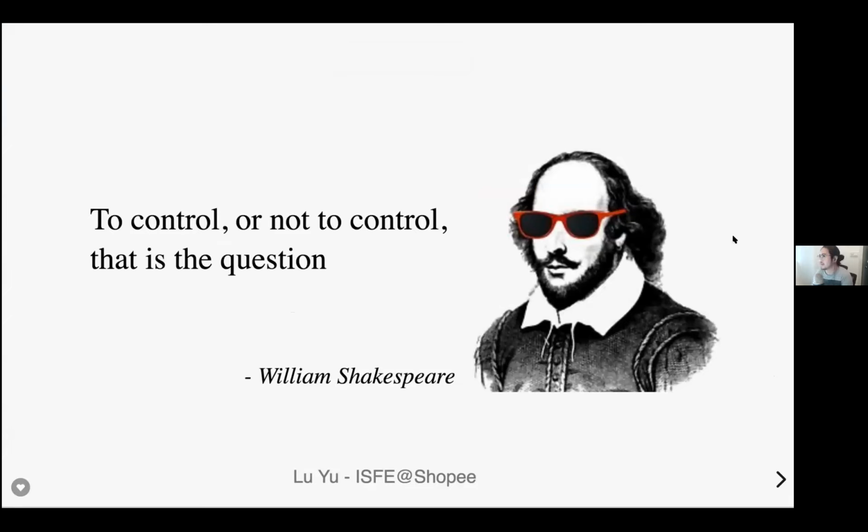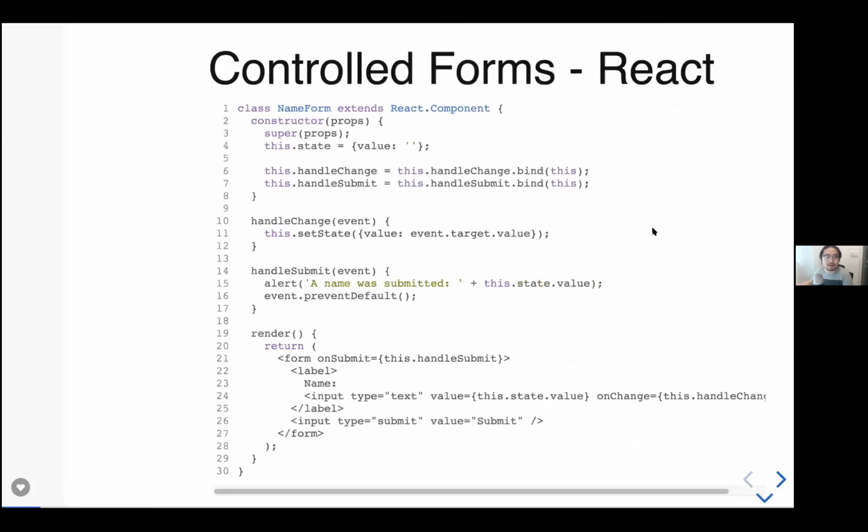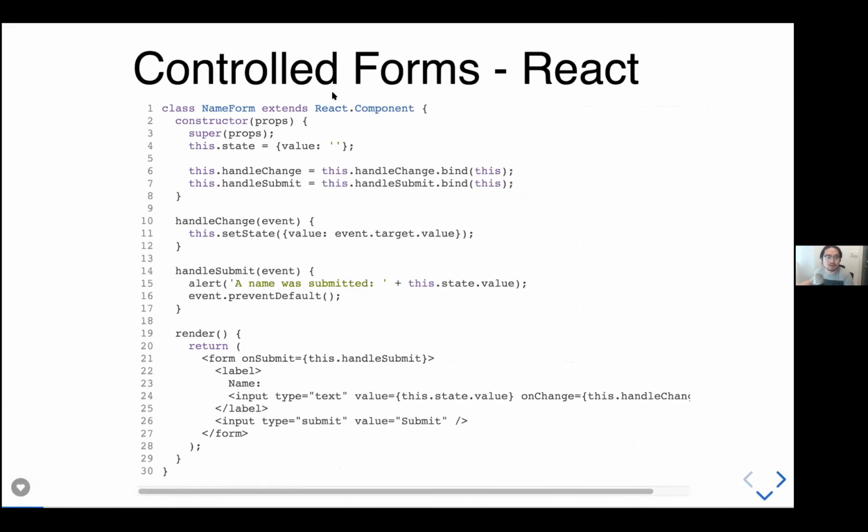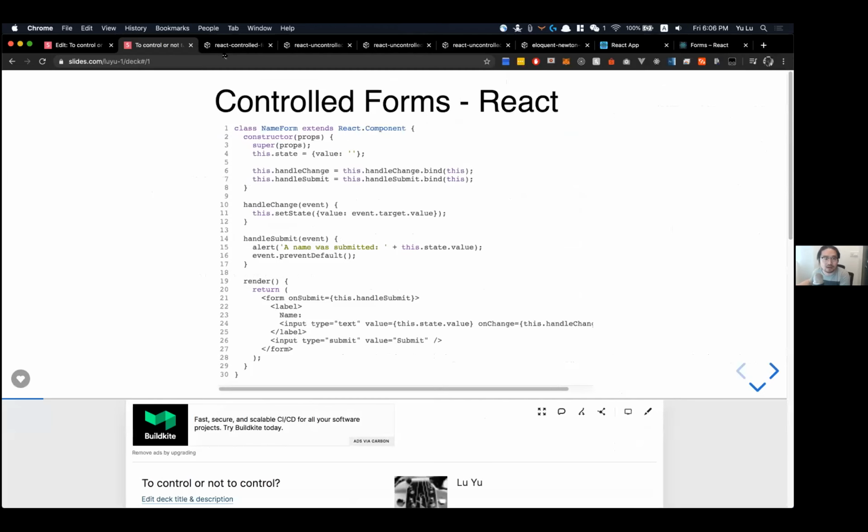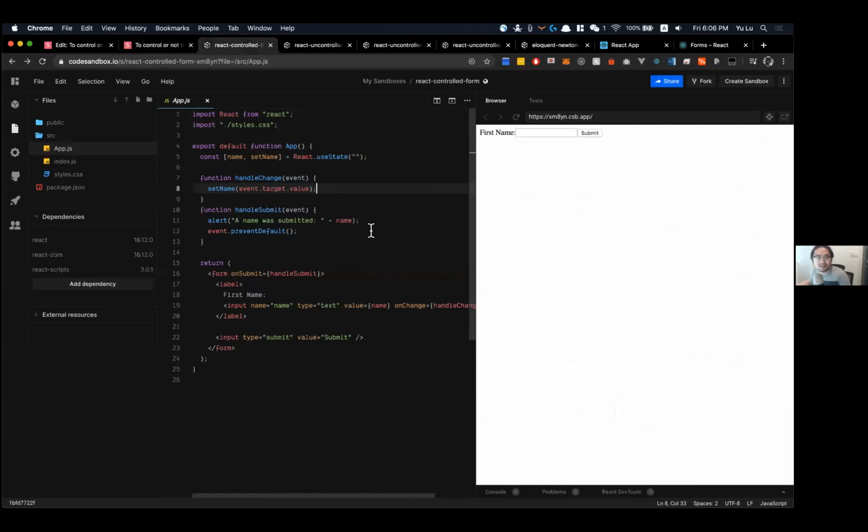So everyone knows that there are two ways to build forms in React. One is controlled form, and another way is uncontrolled form. So why don't we look at an example of the controlled form. This is directly taken from React's official documentation. It's still using the old class component syntax, so I guess I'll show a hook example instead.